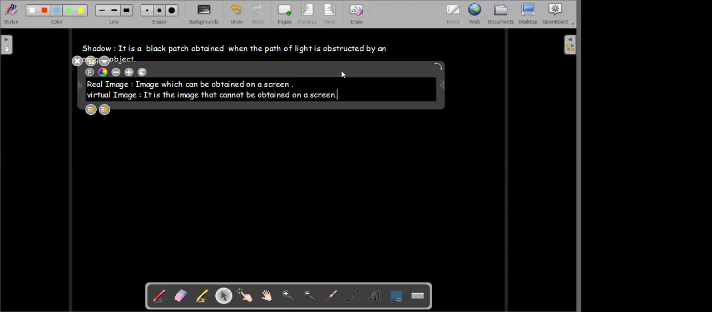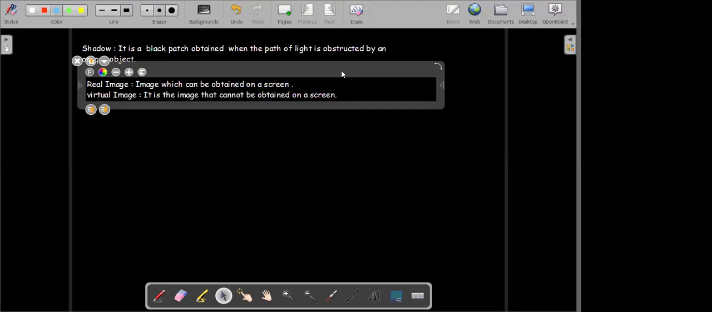So if you observe yourself in a plane mirror, every day you observe your face in the plane mirror, the image that you see is a virtual image, it's not a real image, as you can't get it on a screen. Just let me show. I will be able to show you a real image.